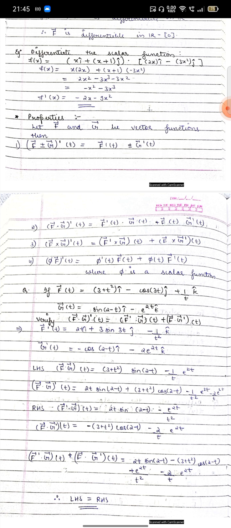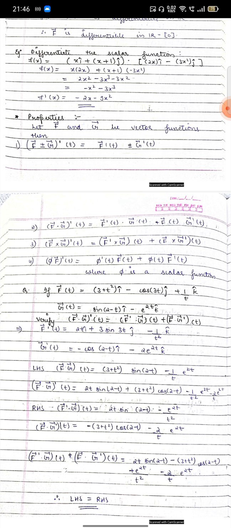Now we will do the last example. If f(t) = (3 + t²) i − cos 3t j + (1/t) k, and g(t) = sin(2 − t) i − e^(2t) k, then verify that (f · g)'(t) = f'(t) · g(t) + f(t) · g'(t). Then f'(t) = 2t i + 3 sin 3t j − (1/t²) k. g'(t) = −cos(2 − t) i − 2e^(2t) k.